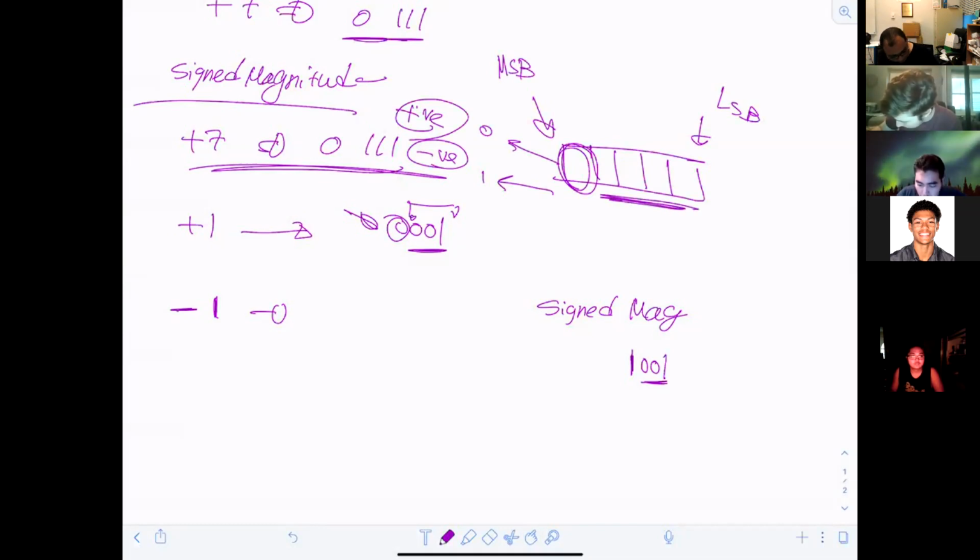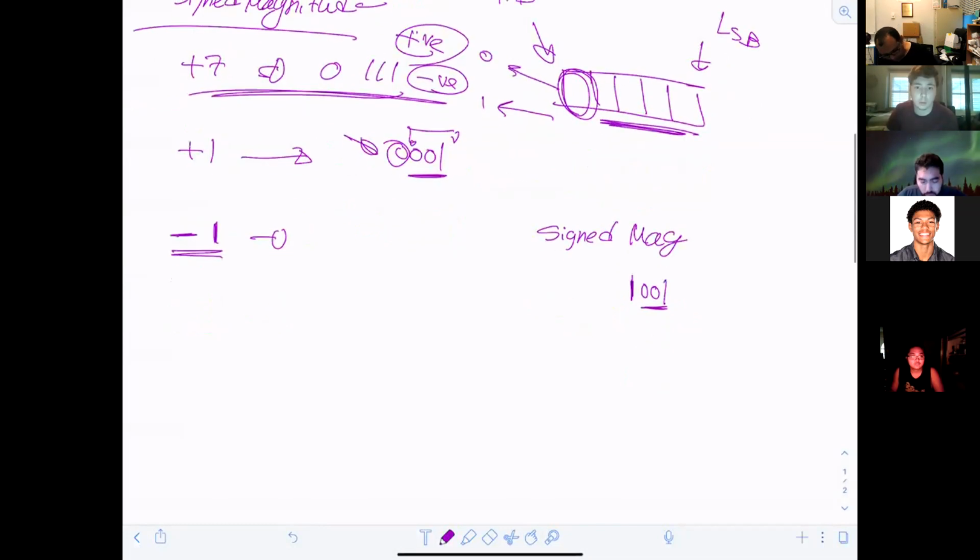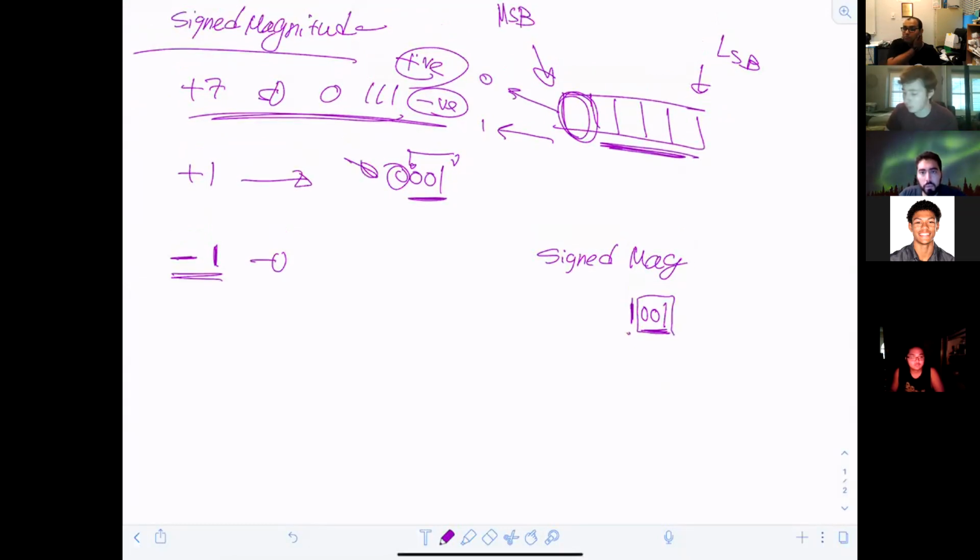So if somebody tells you -1, can you please represent it to me in sign magnitude? You will go ahead and say, okay, the 1 will be represented here, and then because it's negative, here it's going to be 1.